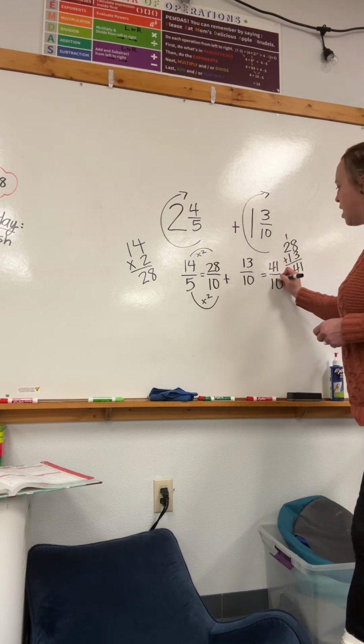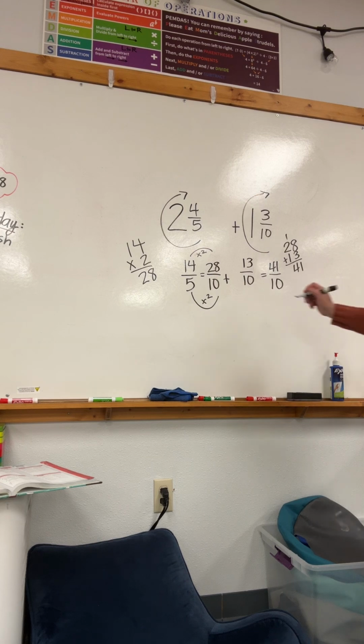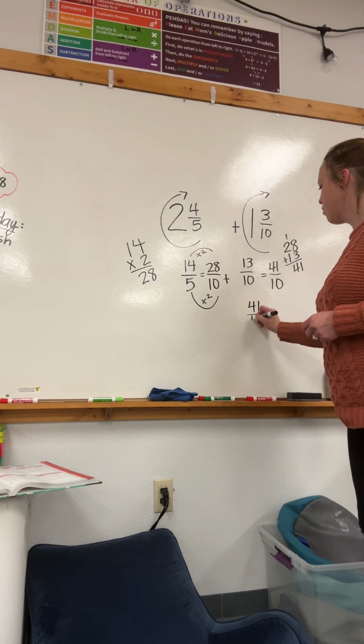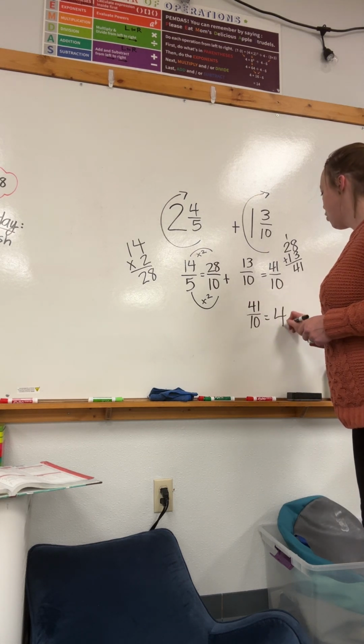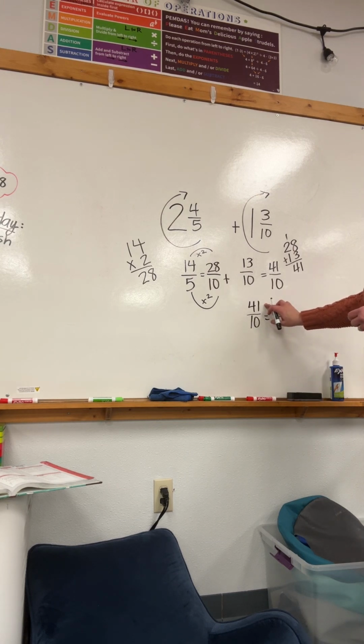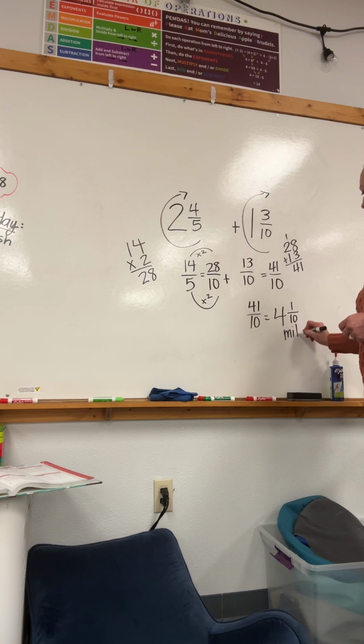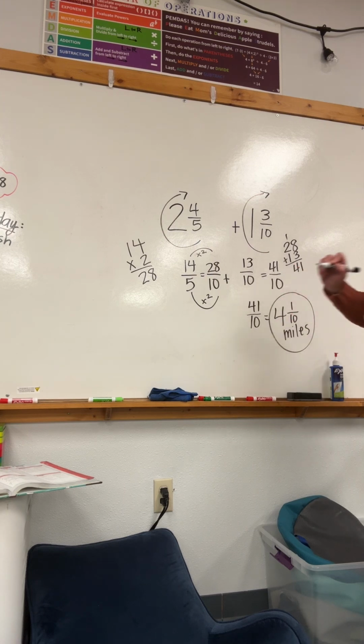I keep my same denominator of 10, so 41/10, which I know 41/10 is the same thing as 4, because 10 goes into 41 4 whole times, with 1/10 left over. So our answer is 4 1/10 miles.